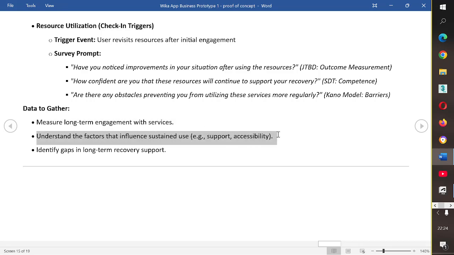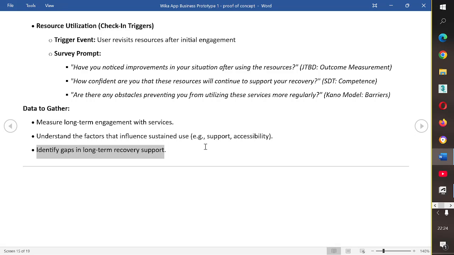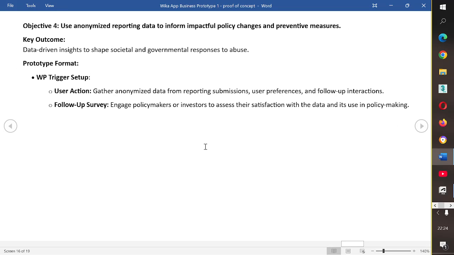And then on the system, we understand the factors that influence sustained use. This is important if we're going to be useful to the survivors. What are the factors that influence their continued usage? They'll tell us, and then we will try to play to that. And then here we have identify gaps in long-term recovery support. These gaps will emerge, I think. We'll see them, but we have to identify them so that we can include them in the iterations of building the solution. And then the last one is this one.